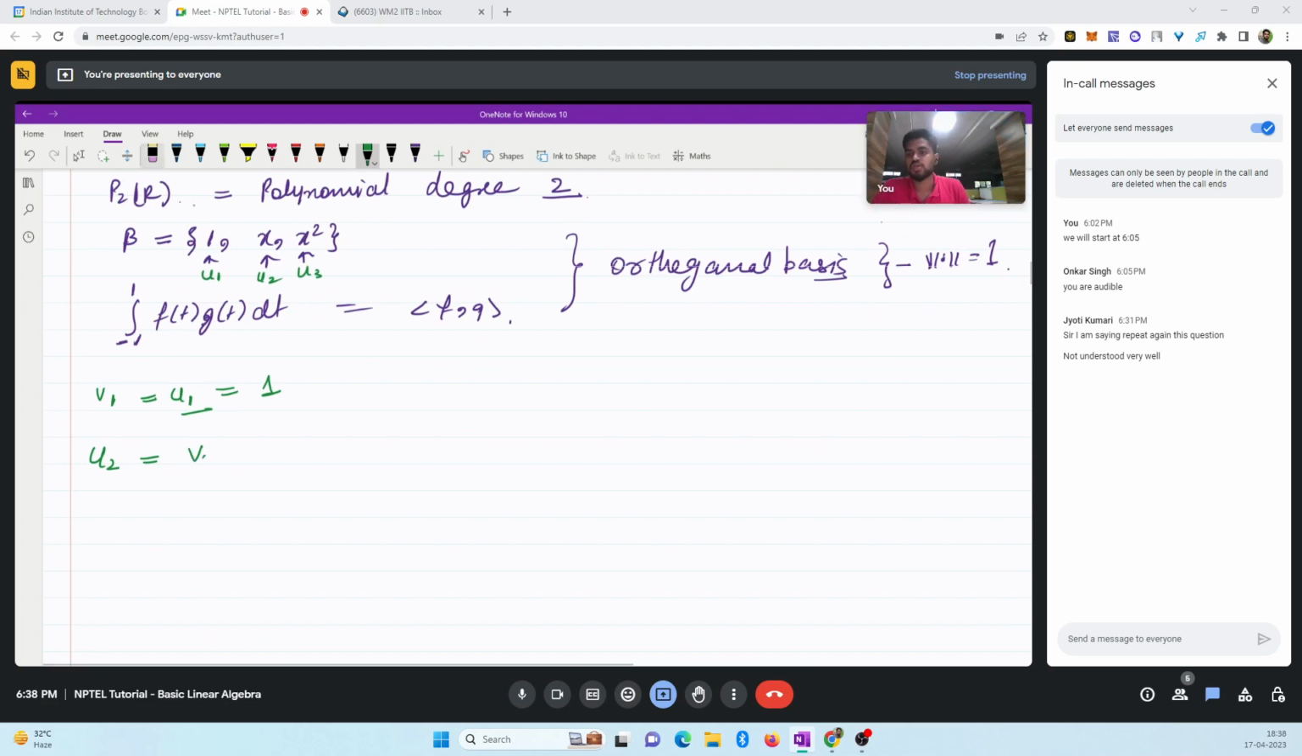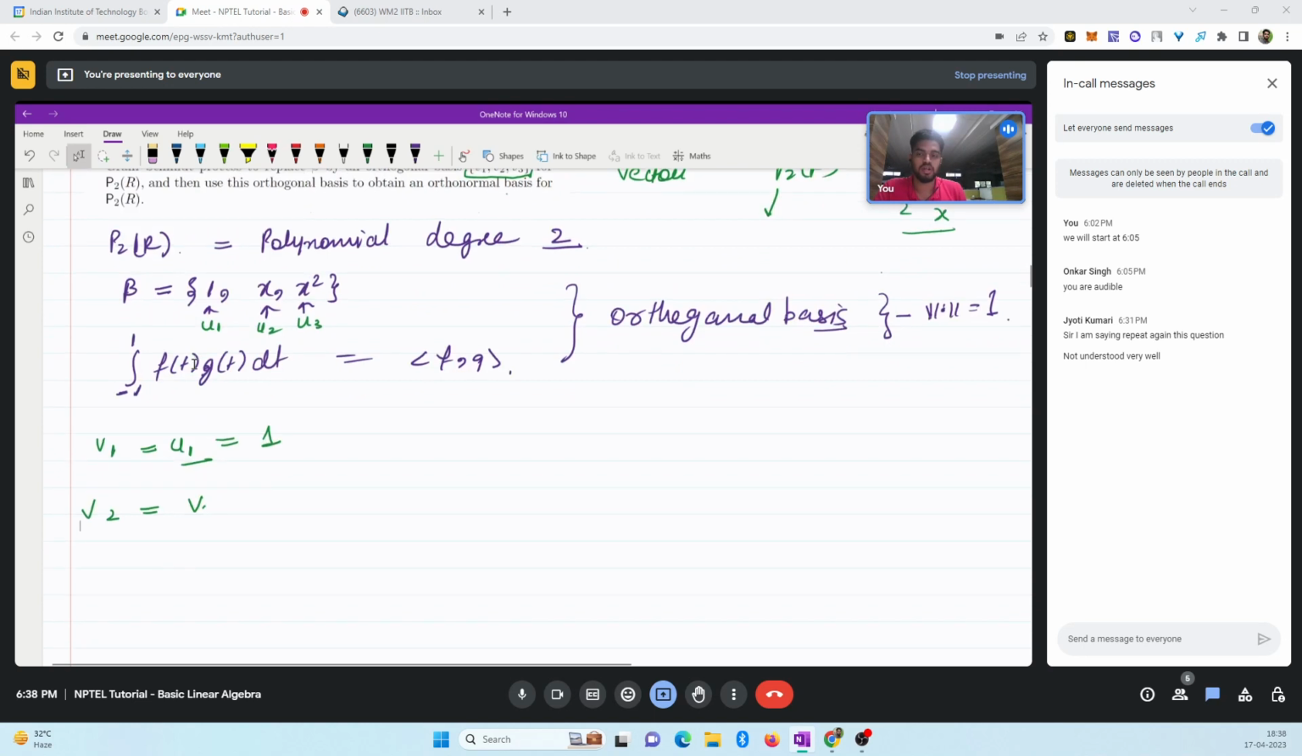What is u2? u2 is, sorry, notation मैं खराब कर दे रहा हूँ। This is v2, ठीक है। What we are trying to find is v1, v2, v3, ठीक है। और हमारे पास है क्या?